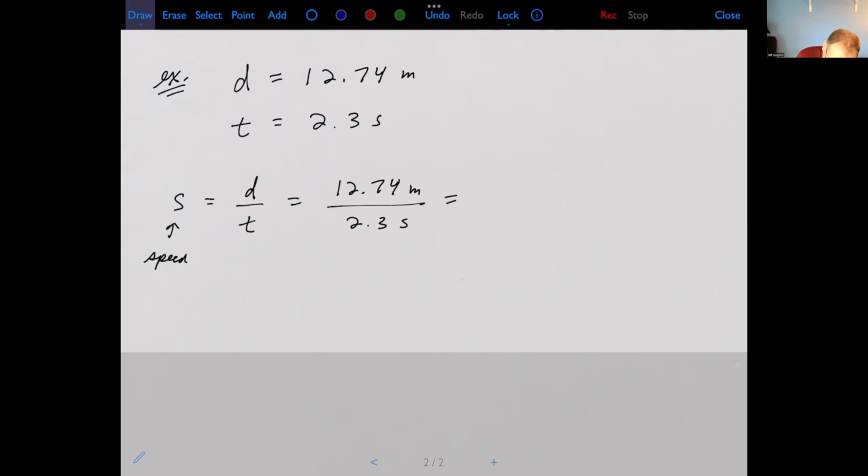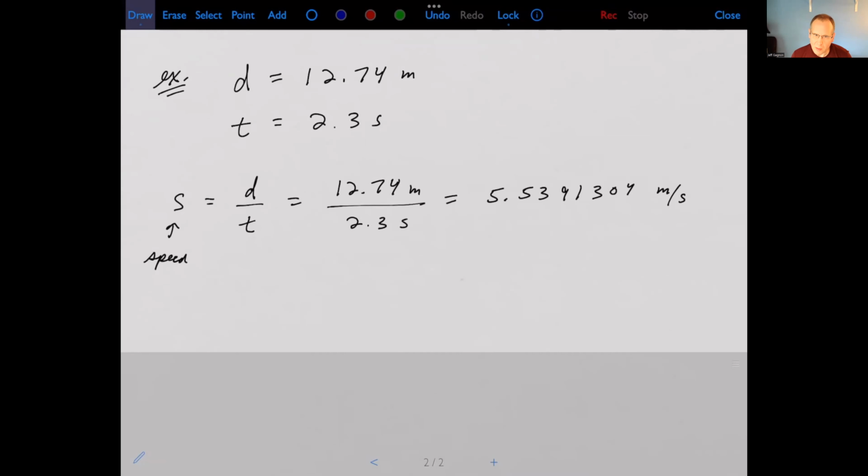And if you do that, you're going to get this answer like 5.5391304 meters per second. But obviously, that is not the way you want to write the answer. You don't want to write that because what that's saying is that the answer has, let's say, 1, 2, 3, 4, 5, 6, 7, 8 significant figures, and we know it doesn't have 8, right?